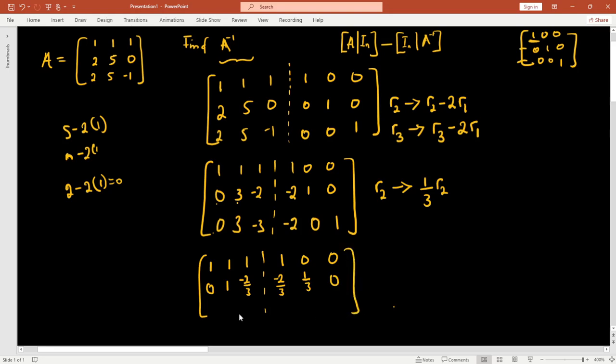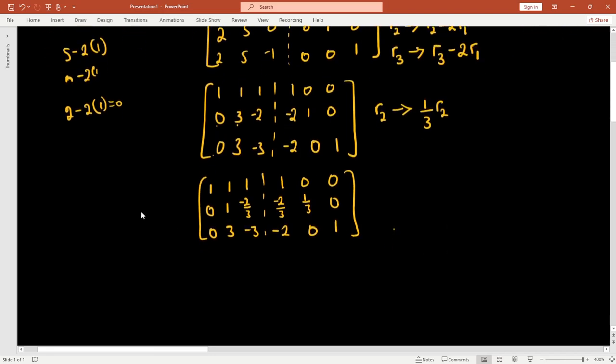We can close our matrix this side. Then below here, we still have the numbers 0, 3, negative 3, negative 2, 0, 1. Now, for the 3 by 3 identity matrix, I'll keep on writing it here so that I explain nicely.